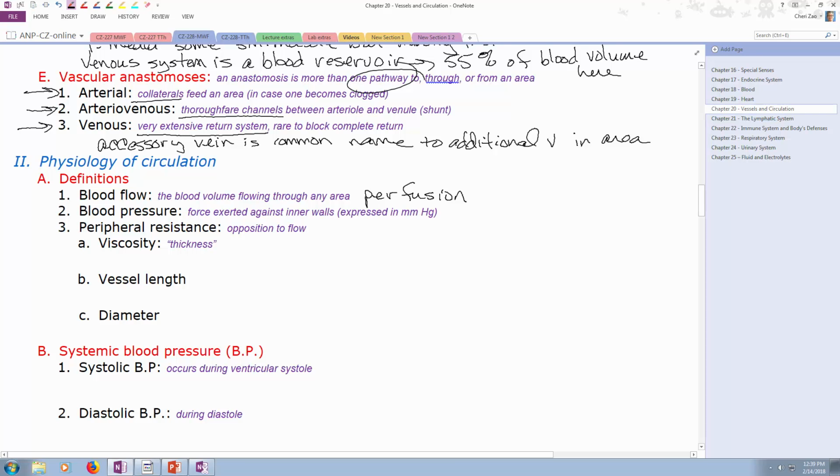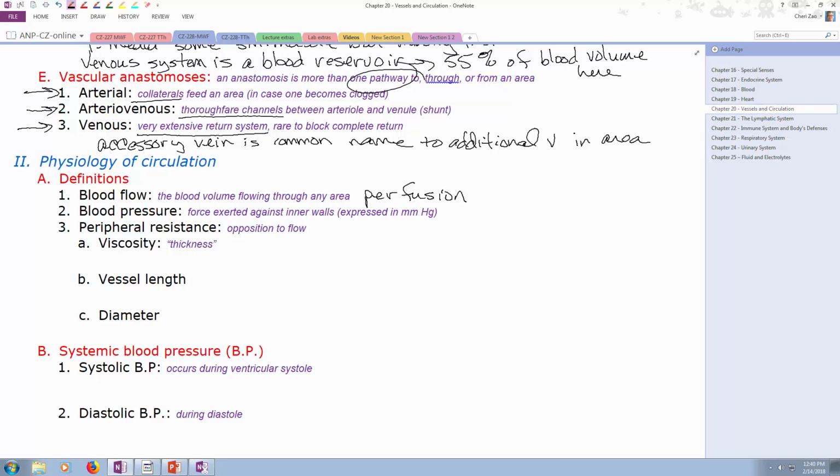Because they can say you have good perfusion or you have poor perfusion. Good perfusion means you are nice and pink. Poor perfusion means you look pretty white and pale. So that's telling you the amount of blood flow through the area is high when good perfusion and low with poor perfusion. So those are just some terms that are commonly used out there in the medical field.